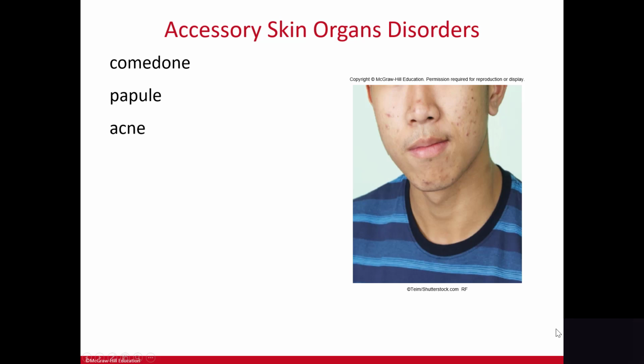If that comedone stays closed, they'll form papules, which are just small, solid elevations of the skin. If they rupture, then bacteria can enter and cause infection, and that leads to pustules, which is basically a papule that contains pus. The presence of papules and pustules are classic signs of acne, which can affect about 85% of people aged 12 to 25.